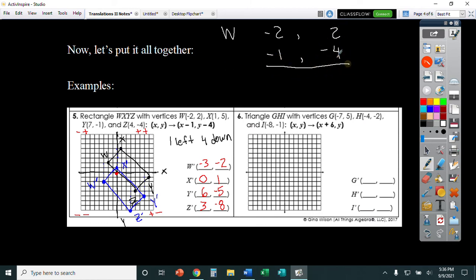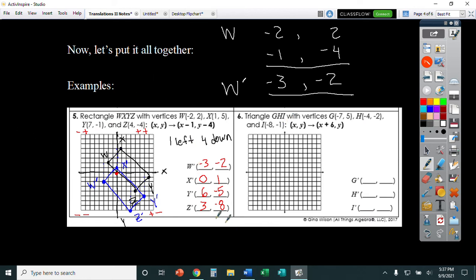And so if I treat this like an addition problem, you get W prime: -2 minus 1 is -3, and 2 minus 4 is -2. And you can see these are the coordinates that I have written down here for W prime. And you could do that with all of them.